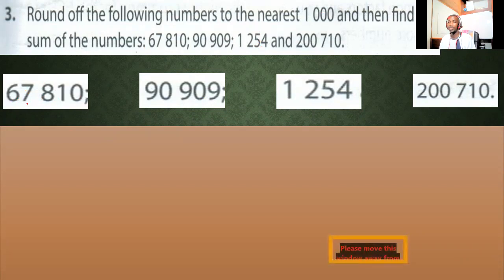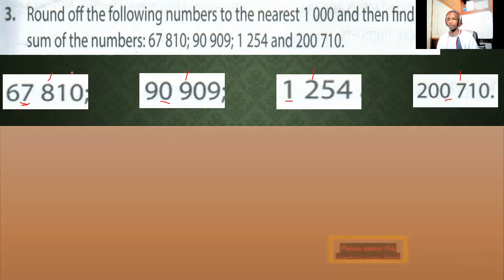Where do we have? This one is our 1,000, right? This one is our 1,000. This one is our 1,000. This one is our 1,000. So we are going to look at the hundreds. Here, I put on top, we are looking at the hundreds. We are looking at this 100.